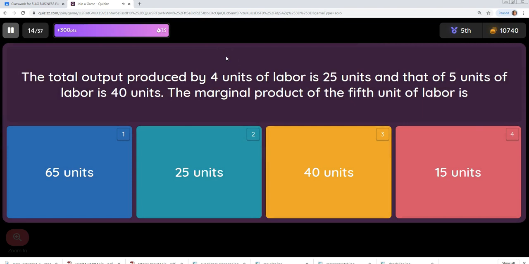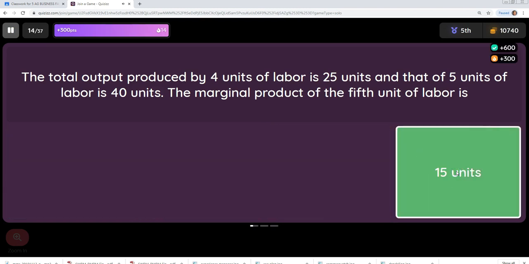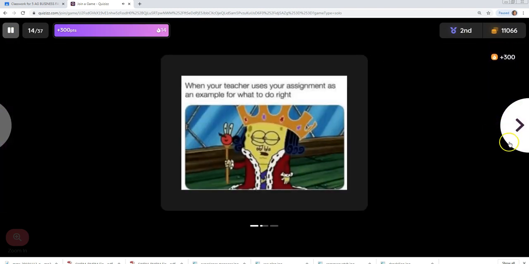The total output produced by 4 units of labor is 25 units, and that of 5 units of labor is 40 units. The marginal product of the 5th unit of labor is... So at 4 we got 25, at 5 we got 40. 40 minus 25 is, how much is that? I think it's 15. Yes, there you go.